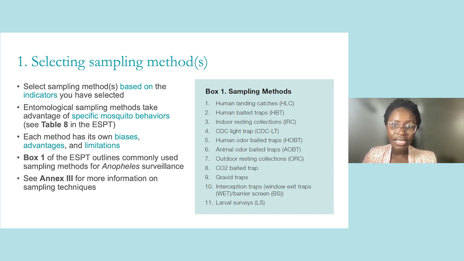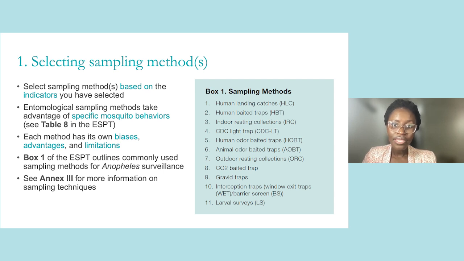The first point is that entomological sampling methods take advantage of specific mosquito behaviors. For instance, human landing catches target and capture mosquitoes that are host-seeking. Similarly, pyrethrum spray catches capture mosquitoes that are resting. You can refer to Table 8 of the ESPT, which lists specific trap methods and the mosquito behaviors they each target. The second point is that each method comes with biases, advantages, and limitations.